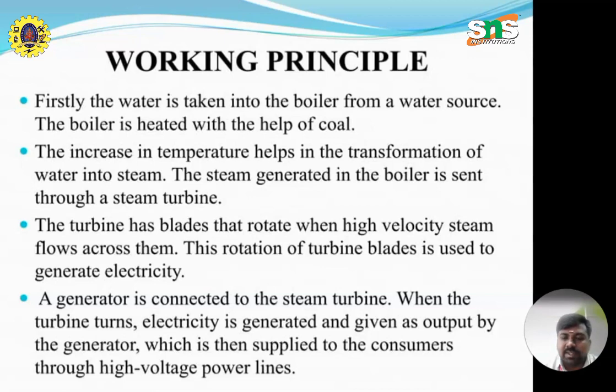The steam generated in the boiler is sent through a steam turbine. The turbine has blades that rotate when high velocity steam flows across them. This rotation of turbine blades is used to generate the electricity. A generator is connected to the steam turbine. When the turbine turns, the electricity is generated and given as output by the generator, which is then supplied to the consumer through the high voltage power.